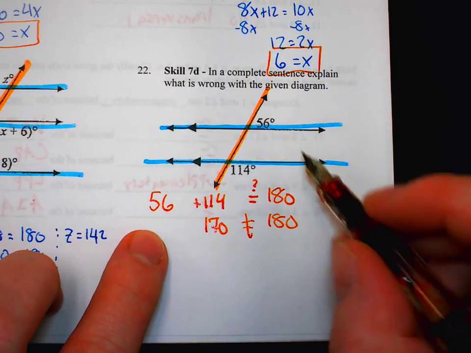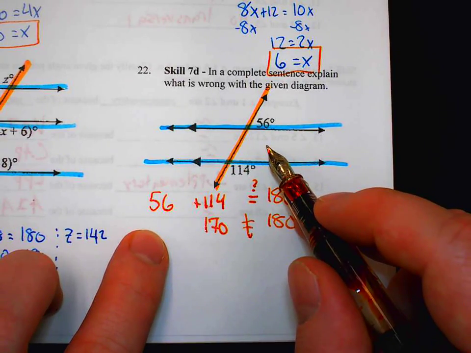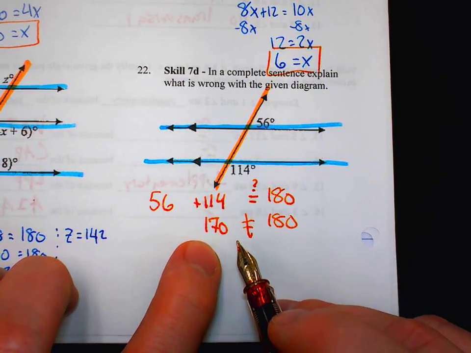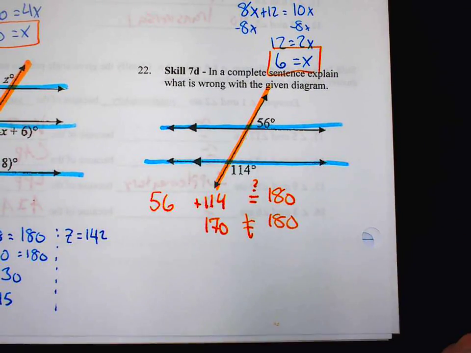The problem is, these should have been supplementary same-side exterior angles if these lines were parallel. However, they are not. These two angles would have to add up to 180 in order for the diagram to be correct.